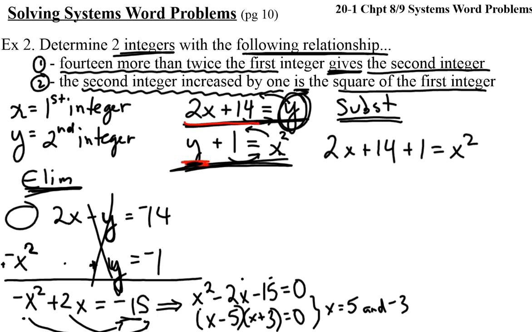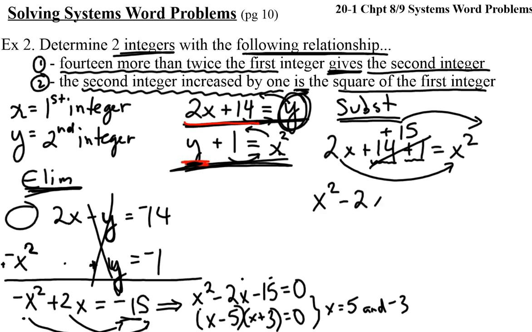At that point, again, I have a quadratic now that needs to be solved. I'm going to move everything over to one side. Note that we have a positive 14 and a positive 1, which is a positive 15. So I'm going to move everything over so everything's on one side with a positive x squared. And there you go. X squared minus 2x minus 15.